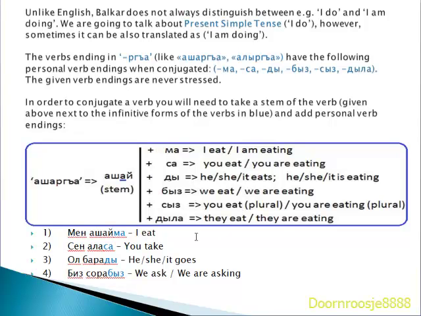So let's add some more examples of that. Men aşayma, sen alasa, ol baradı, biz sorabız.